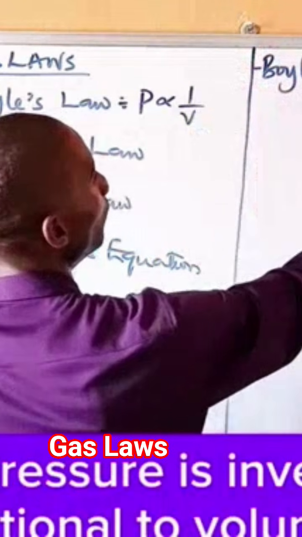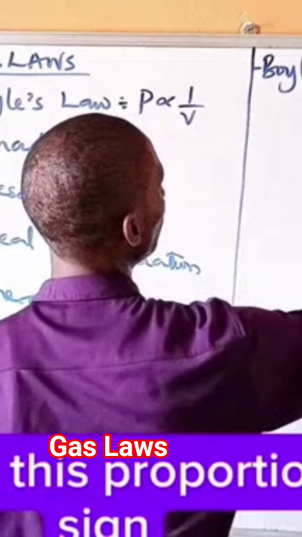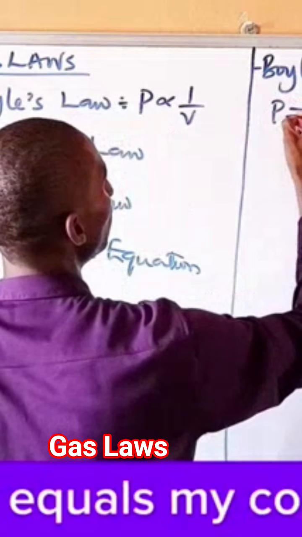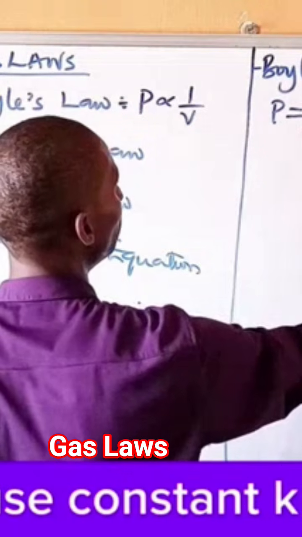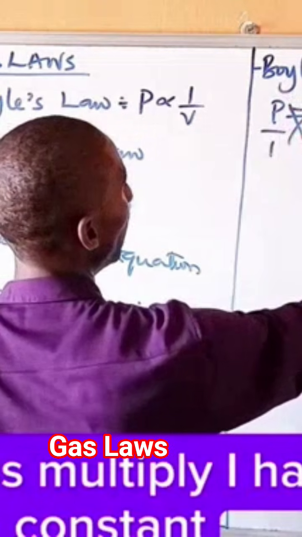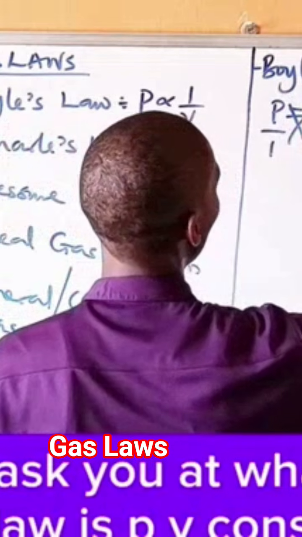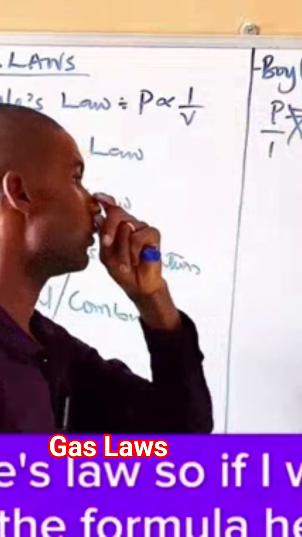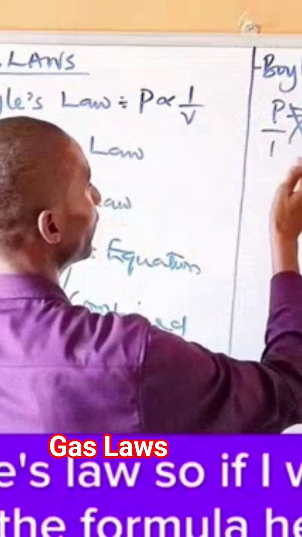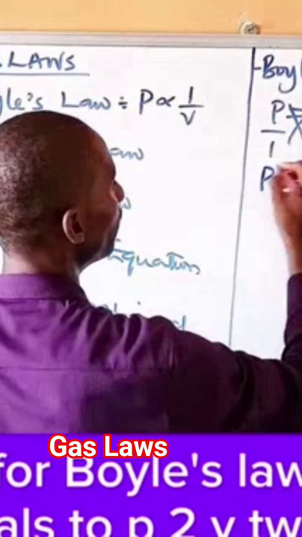because pressure is inversely proportional to volume, if I change this proportionality sign, I will have P equals my constant, which is K. Okay, so let me use constant K over V. So if you cross multiply, I have PV is constant. So they can ask you at what point or what law is PV constant? That is Boyle's law. So if I want to derive the formula here, the formula for Boyle's law is P1 V1 equals P2 V2.